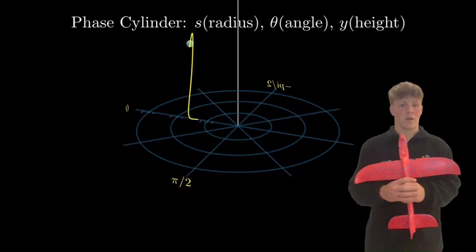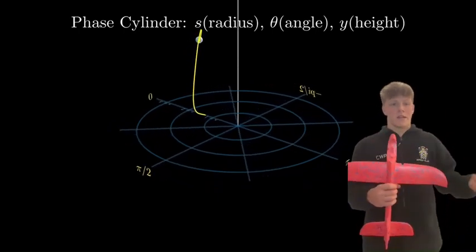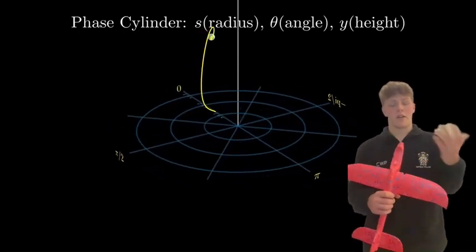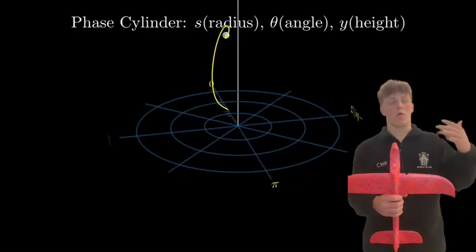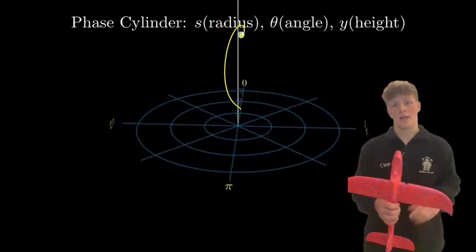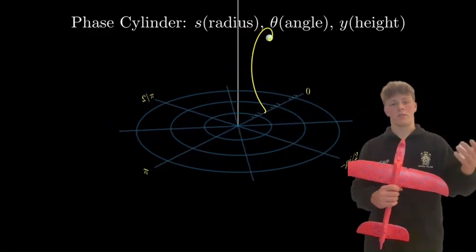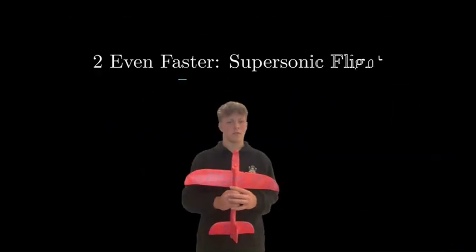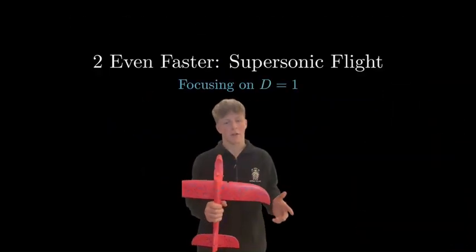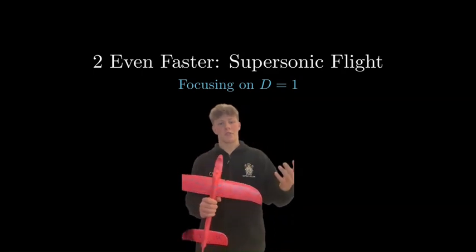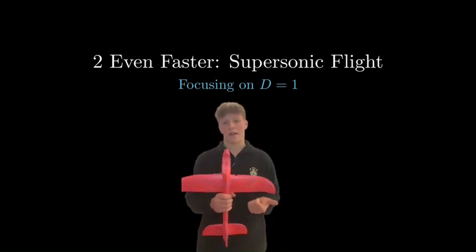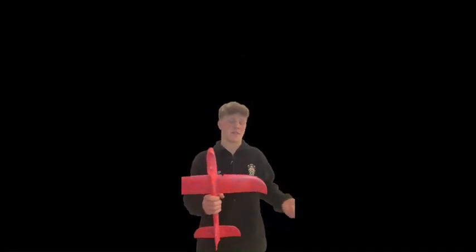Phase cylinders are a good way of representing this because they give a representation of the entire system throughout the flight and what the value of each parameter is at that equilibrium position. It also gives a representation of whether our parameters oscillate. So next I wanted to investigate how our aircraft would behave at supersonic speeds and whether we actually have a stable flight.